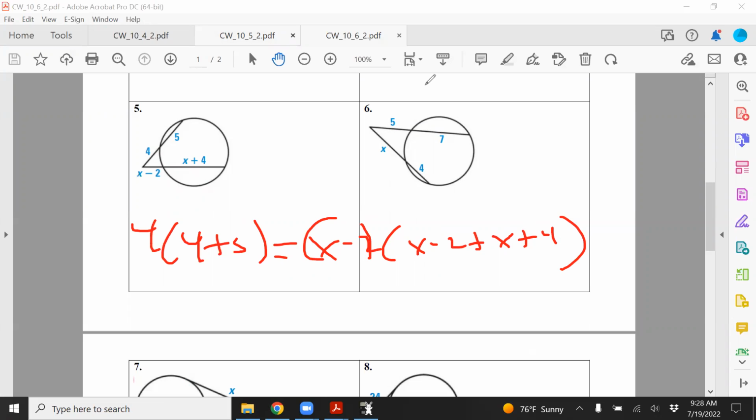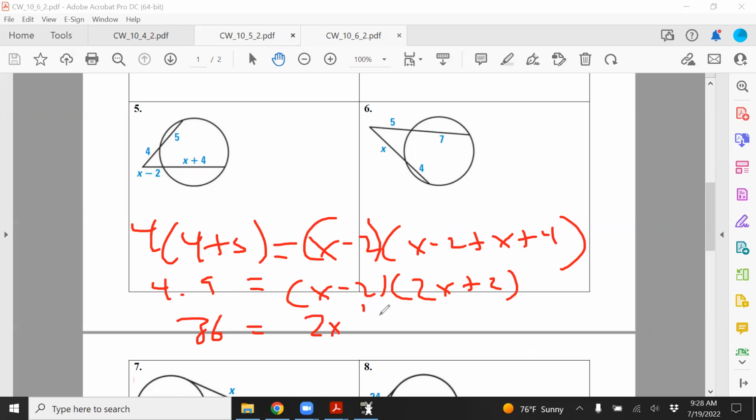So you have to do that. That will be 4 times 9, of course, which is 36. This will be x minus 2, 2x plus 2. Then you have to FOIL that. That's 2x squared plus 2x minus 4x minus 4.